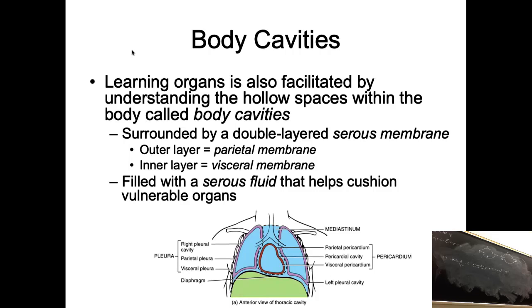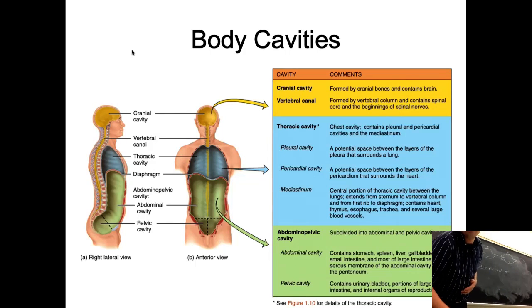And so this is your thoracic cavity, your thorax, your chest. And then we have the abdominal or abdominopelvic cavity for your viscera down here, right? So your intestines and your kidneys and your liver are in your abdominal cavity. And so we're going to make sure we know our body cavities.